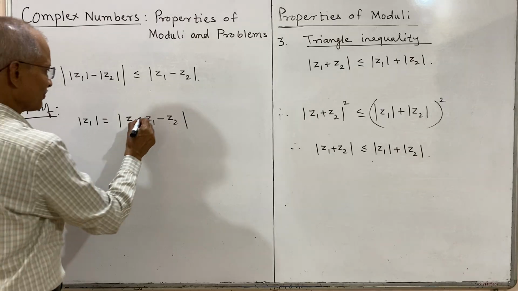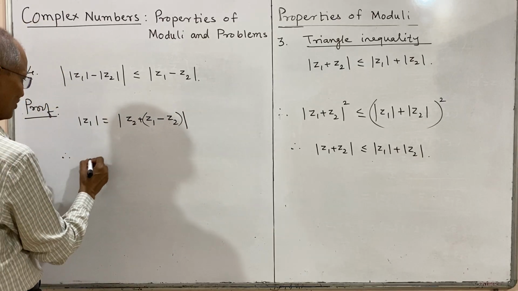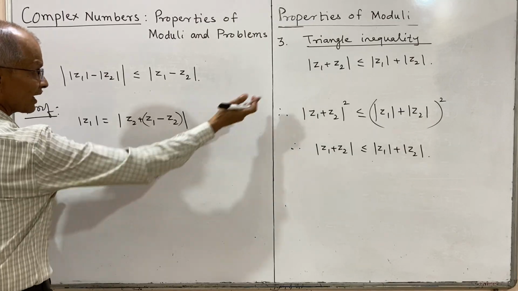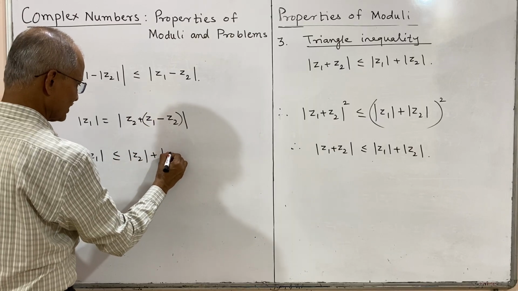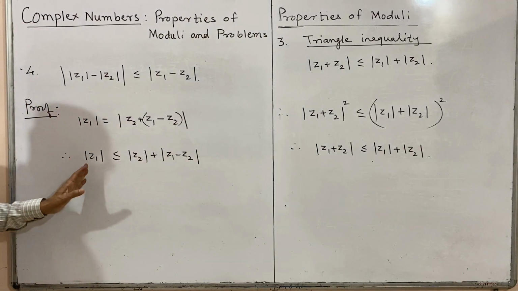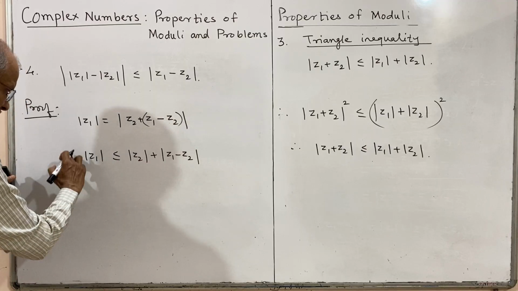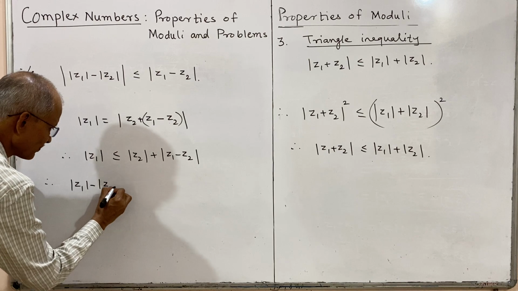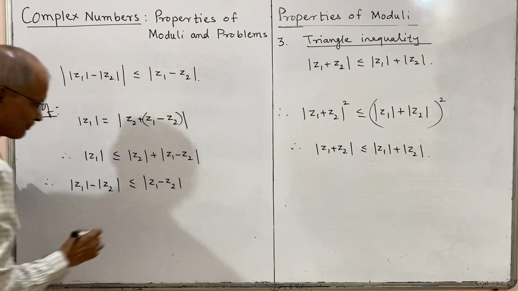We can group this, and thus this can be written as mod z1, using the triangle inequality, less than or equal to mod z2 plus mod z1 minus z2. Now we shall shift mod z2 to the left side, and that gives mod z1 minus mod z2 is less than or equal to mod of z1 minus z2.